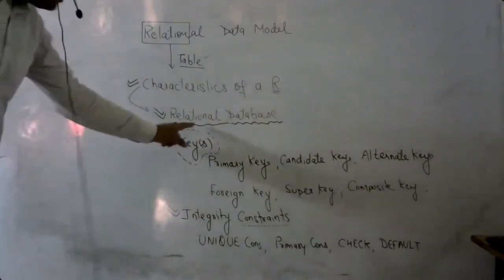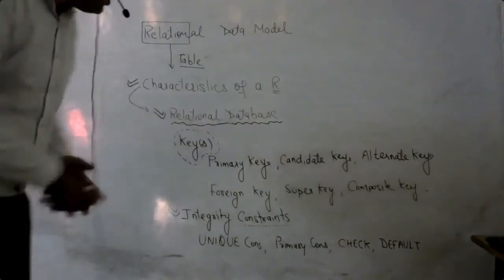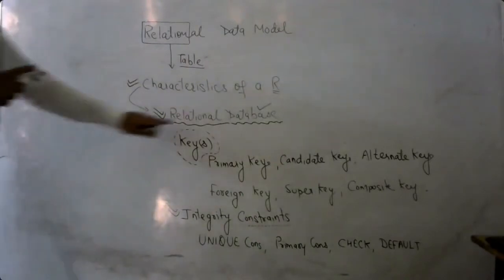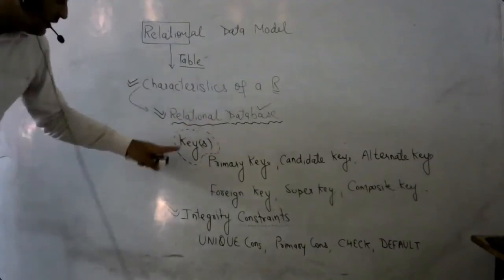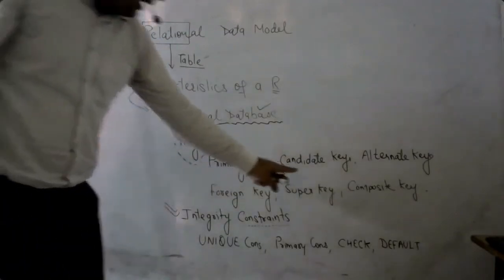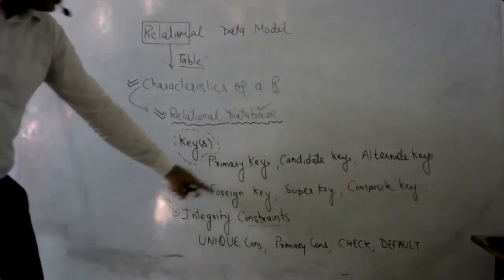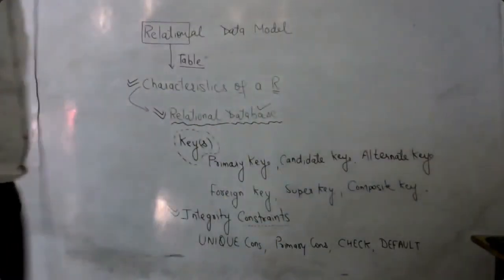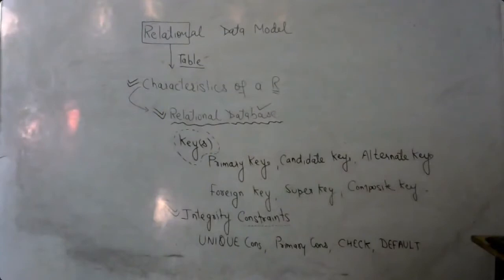Then we will talk about the relational database. What is a relational database? Before that, we will first cover what we mean by a database. Then, if we talk about a relation or relations, there will be some keys: primary key, candidate key, alternate key, foreign key, super key, composite key, and many more. Then we will talk about the integrity constraints. That will be the last topic for today's session.